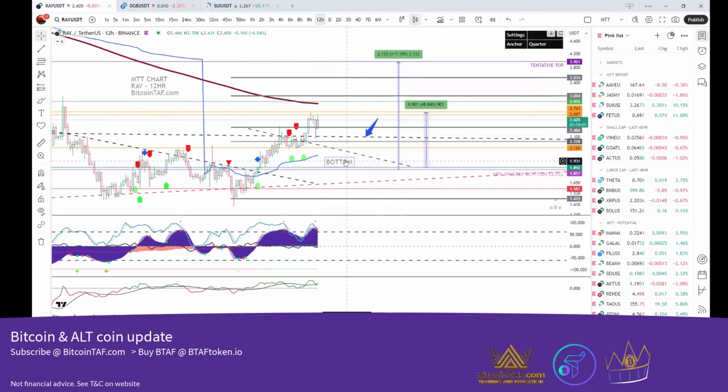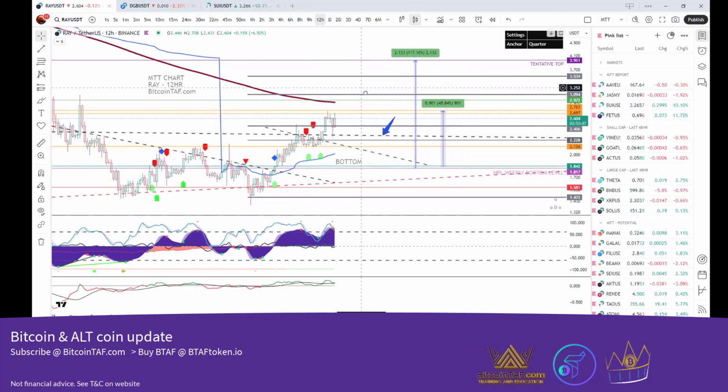As you can see, we have a bottom entry zone, which we usually say is the bottom entry zone. It looks good here. We can look at entry here. We can use these black levels that we have here for target points as well as stop loss levels up until the tentative top of 117.